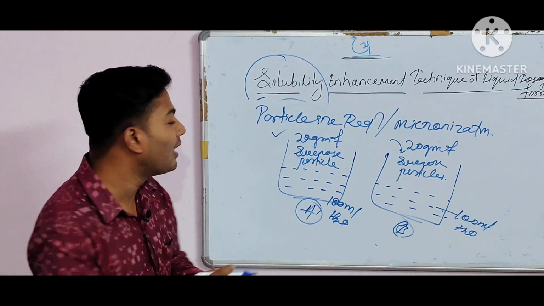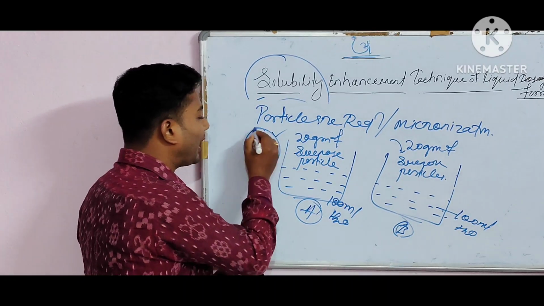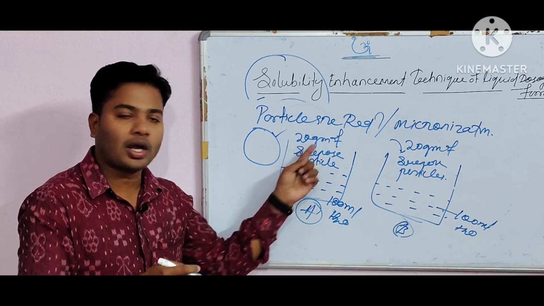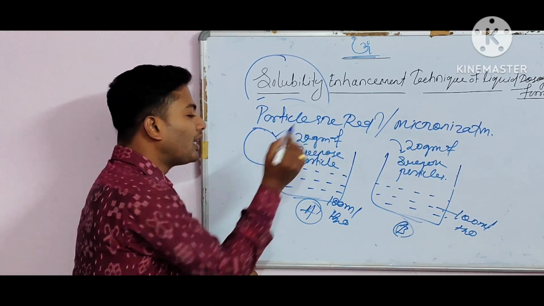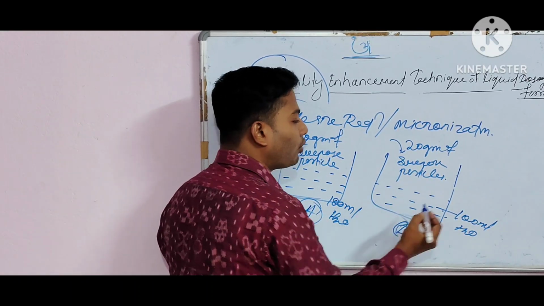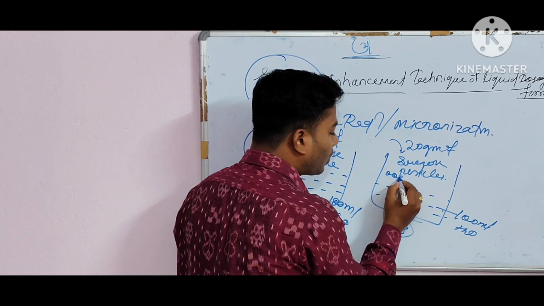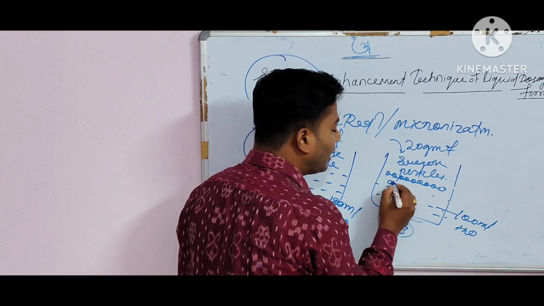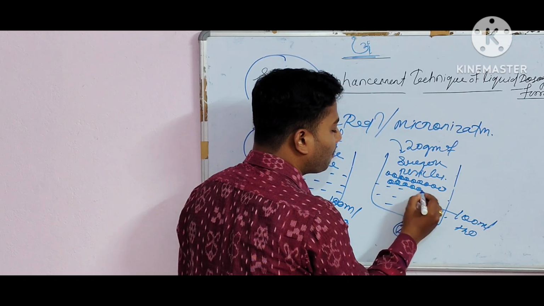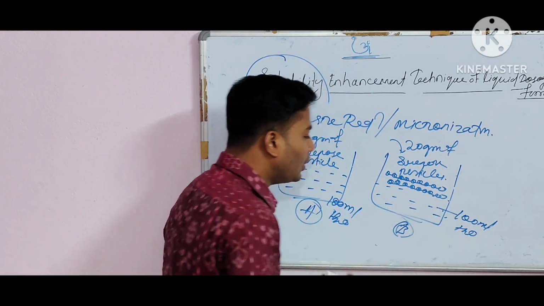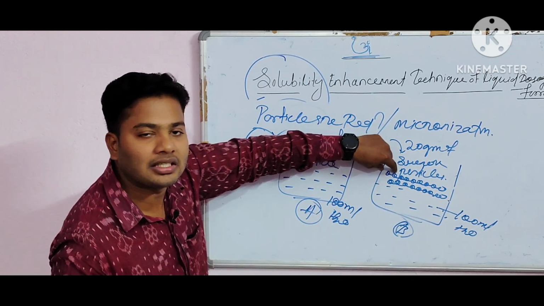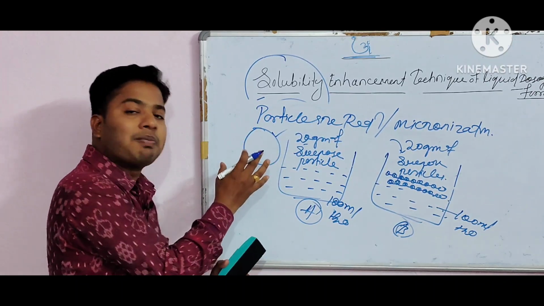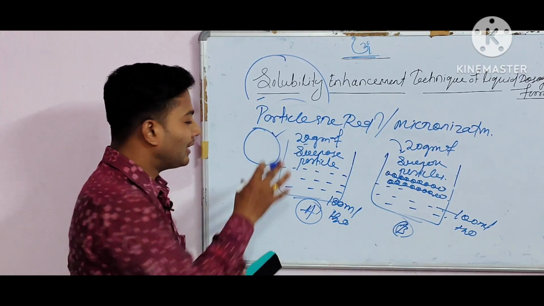In beaker A, you have to take the large particles, having 20 gram. In beaker B, after micronization or reduction of the particles, you take 20 gram of sucrose particles. So these are the reduced size sucrose particles, and this one is the large particle of sucrose.